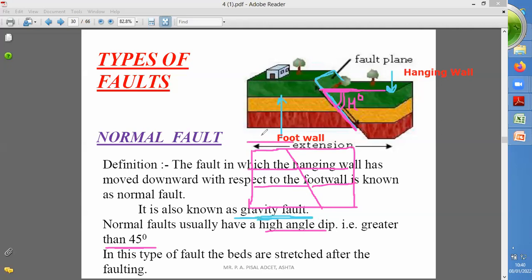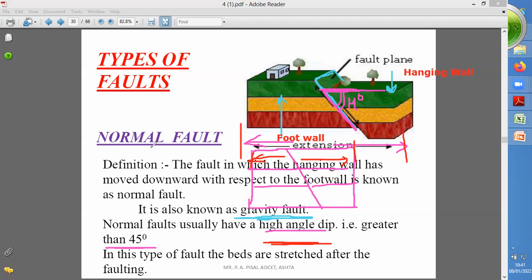this distance is increased. The horizontal distance is increased. Before the faulting, this horizontal distance is from this to this point, but after the faulting, it is increased from this to this. So beds are extended, which is why it is considered that beds are stretched after the faulting. Horizontal distance will be increased after the faulting. So this is considered a normal fault.